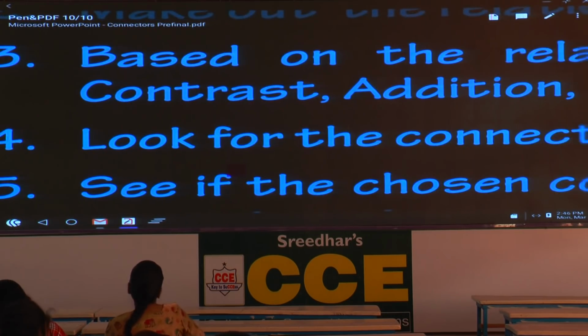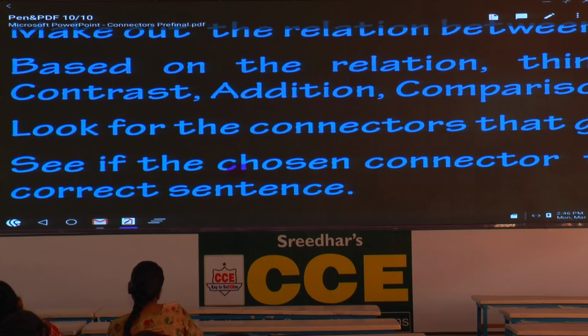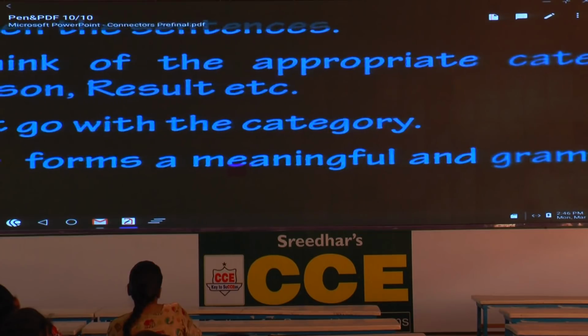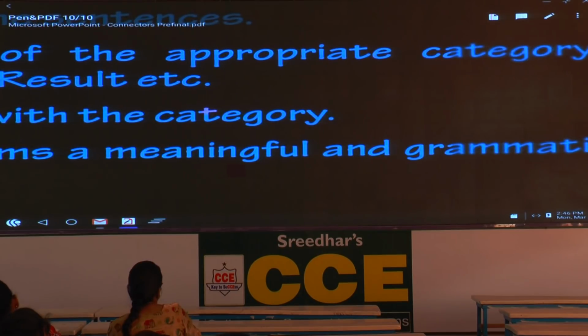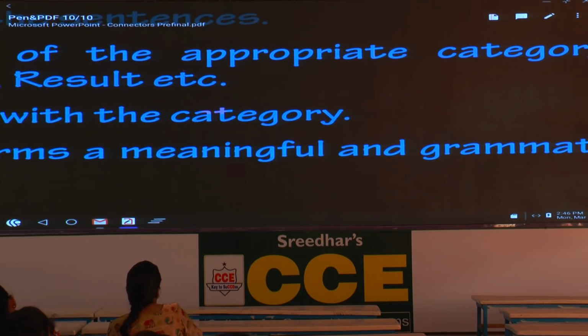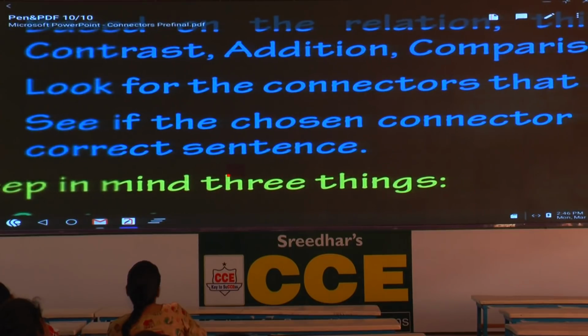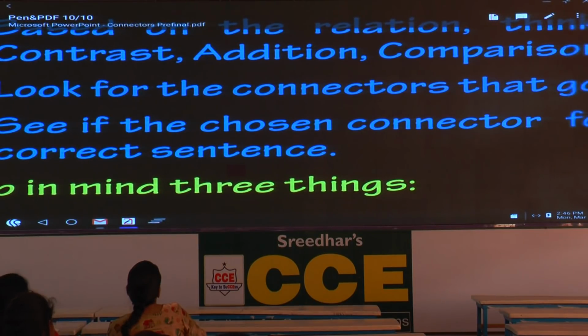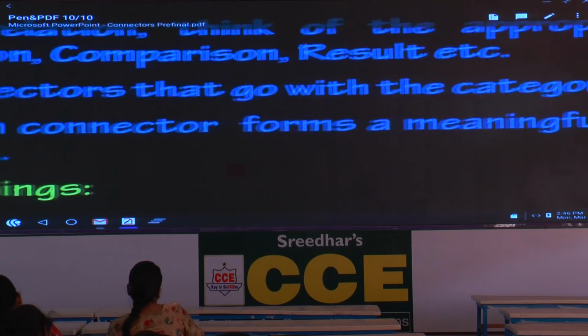Now third step, please put a star mark. Based on the relation, so you understand the relation, based on the relation, think of the appropriate category, that is, whether it is contrast or addition or comparison, whatever it is. Which category does it belong to? The relation: contrast, addition, comparison, result, etc.